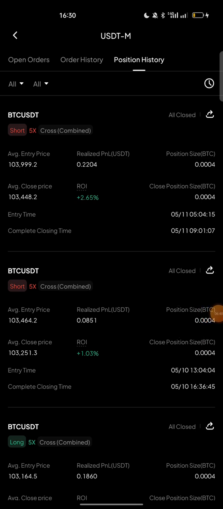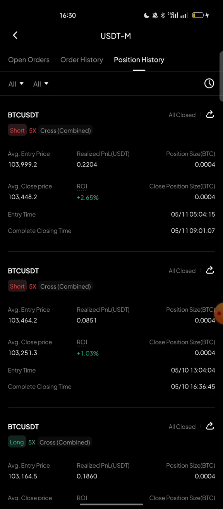You can see this is a live trade. If you're interested in me making a live trade, I will make a live trade for you to see, and I will close it live for you to see. I will enter live and I will close it live. If you want to see that, I can do it for you in this channel. If you're interested, DM me in the comment section, say live trade, and I will make a live trade.